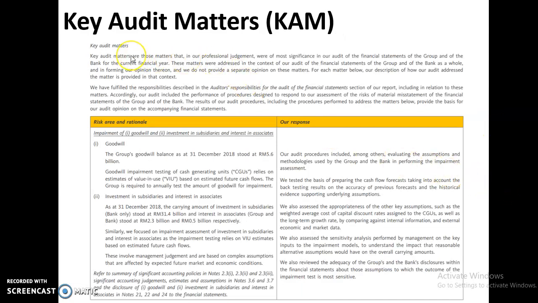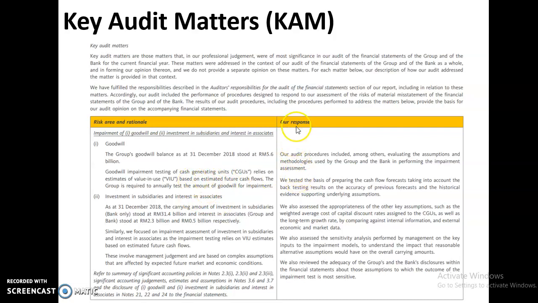So for example here, they have on goodwill and on investment. So they put it as a risk area and rationale, and they also give their response. For example, in terms of goodwill, the auditors have stated that the group's goodwill as at 31st December stood at 5.6 billion. So goodwill impairment testing of cash generating unit relies on estimates of value in use. So they elaborate on how goodwill is being presented.